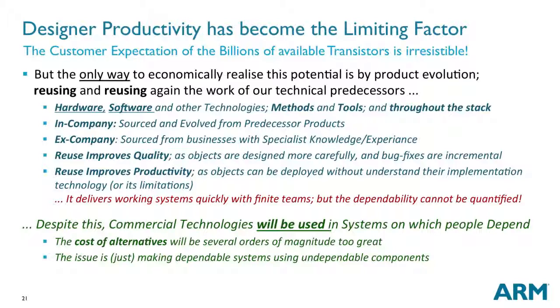So despite this, commercial technologies will be used in systems on which people depend. So the inclusion of commercial-based technologies and methods will get used in high-reliability systems. There's nothing you can do to stop it. The alternative is just too expensive.